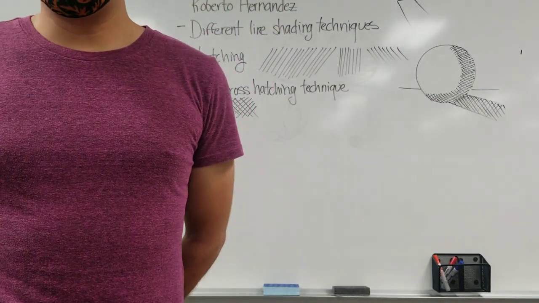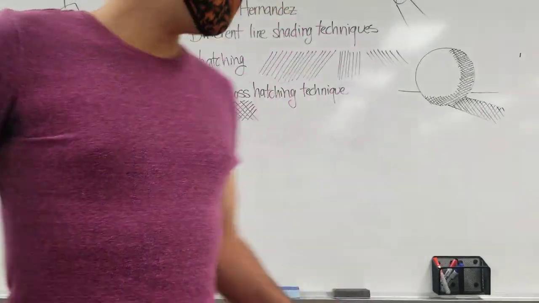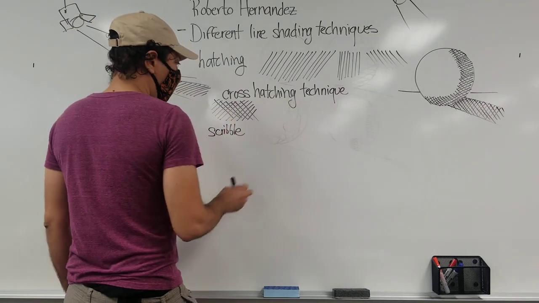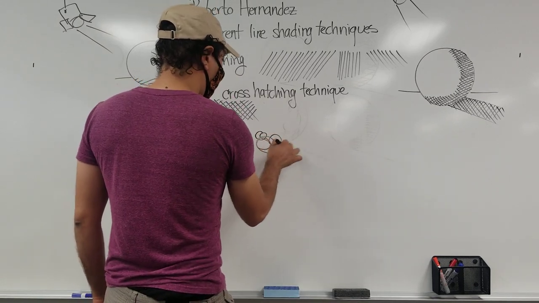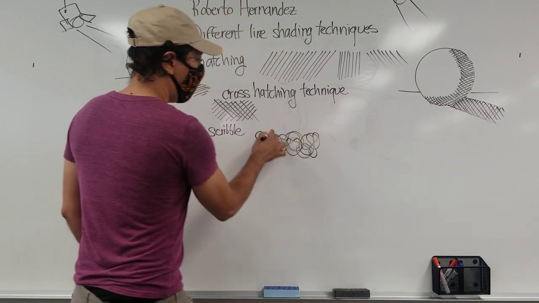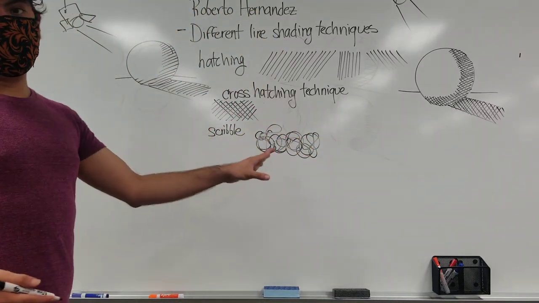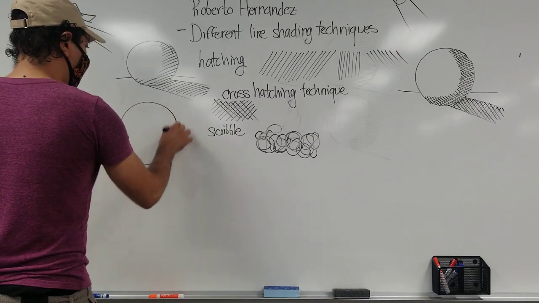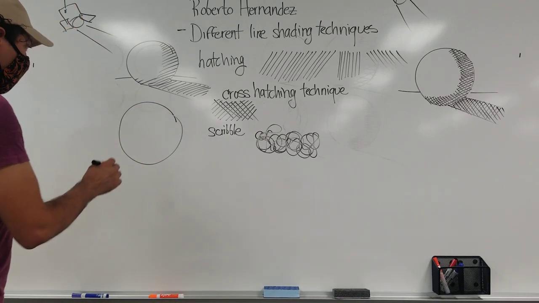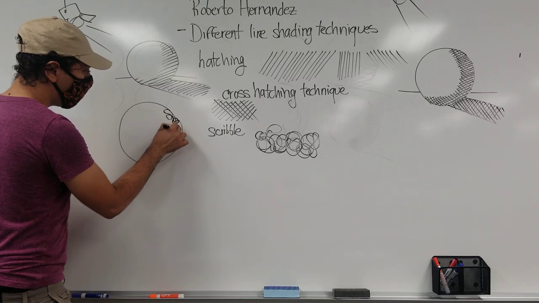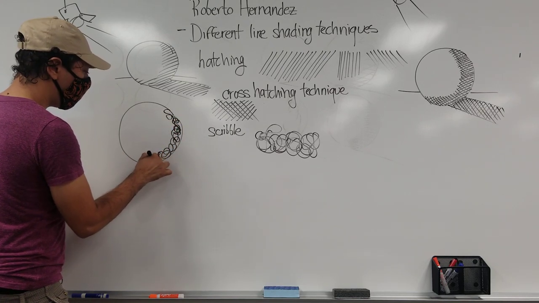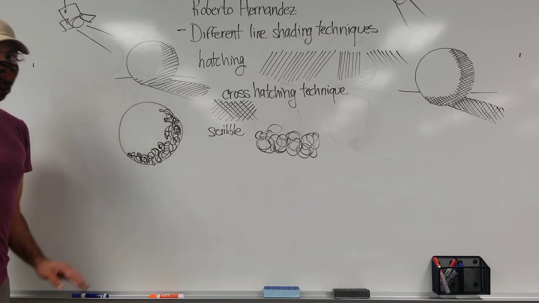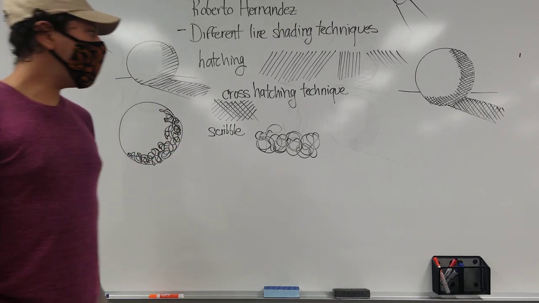Next, I would like to do a demonstration on scribble. And scribble is very easy to do. Obviously, if you can do a little scribble and use this to create shadow and perspective, I figured that it would be very, very easy. So we're gonna try to do that again here on this exercise, on this circle. Okay, and this is my scribble shading.